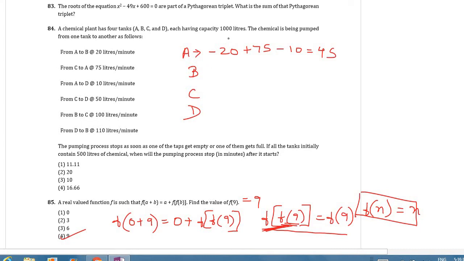Because everybody is filled at the beginning at 500 liters, observe that 500 is the exact halfway point between 0 and 1000. So if every tank is at this point, it has to either move in this direction or this direction. So you find which of them has the largest net rate per minute, and that will get full or empty first. That's the trick to be used in this question.